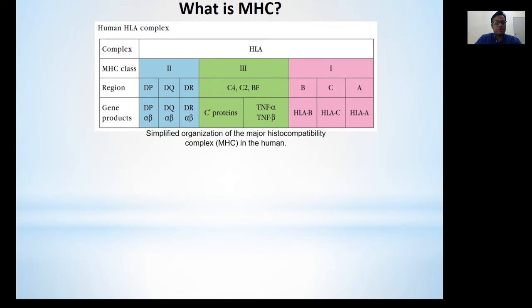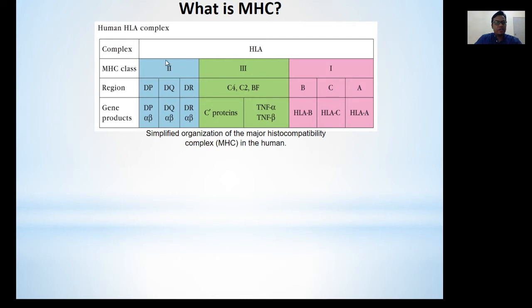So we begin with what actually is MHC. This is the simplified organization of the major histocompatibility complex, MHC, or HLA in the human. So MHC or HLA in human is divided into three classes. So class 1, class 2, and class 3. For class 1, they will be expressed in the cell membrane of all nucleated cells.